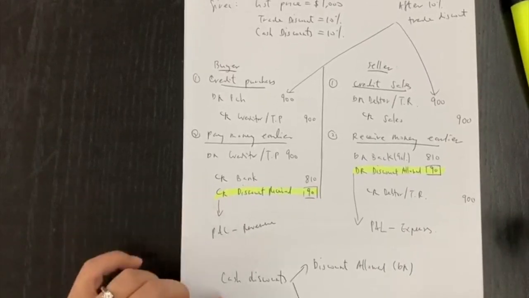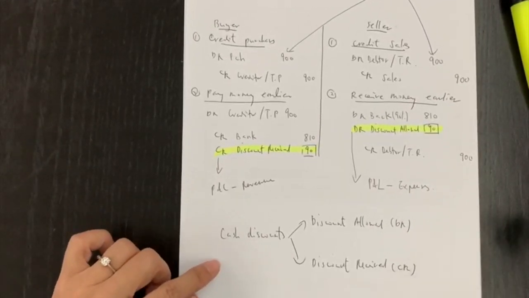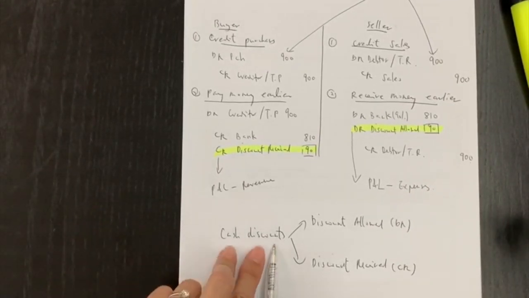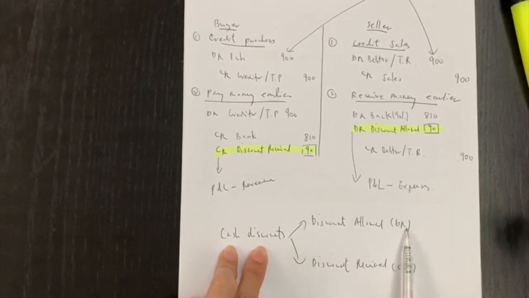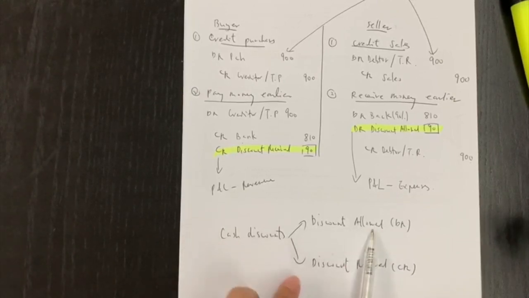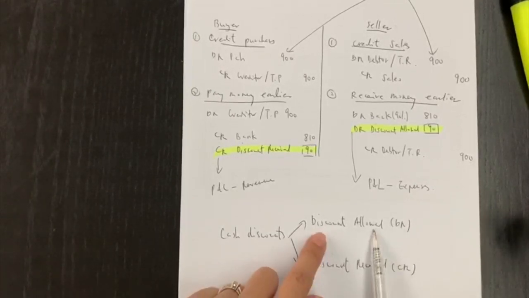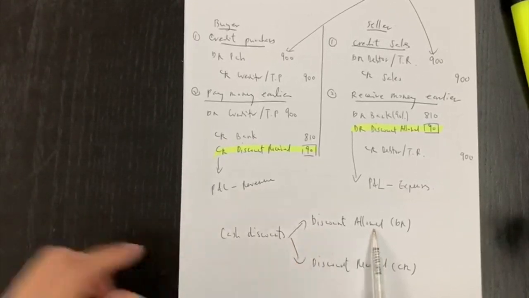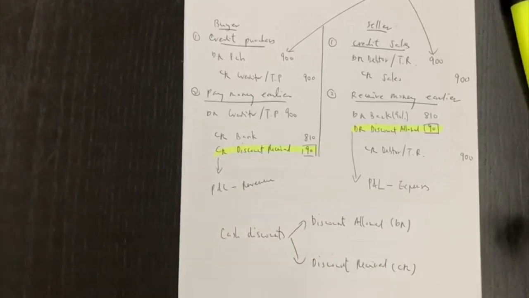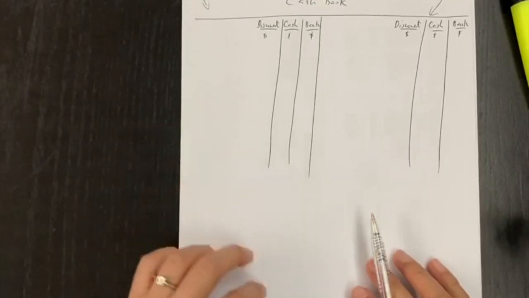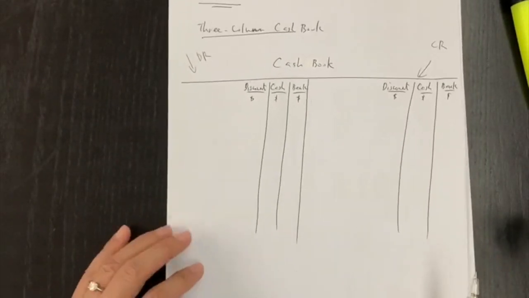All right, so we have this conclusion. For cash discounts, there are two kinds of discounts. We have the one on the debit side, which is discount allowed, which is an expense, and then we have another, a credit item, which is revenue, and that is discount received from supplier, and this one is discount allowed to debtor. Okay, very good. Therefore, let me go back to the 3-column cash book after revision.